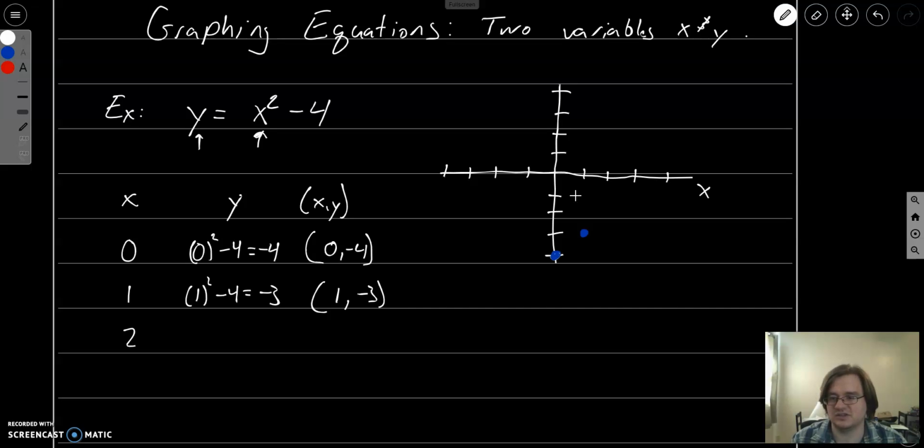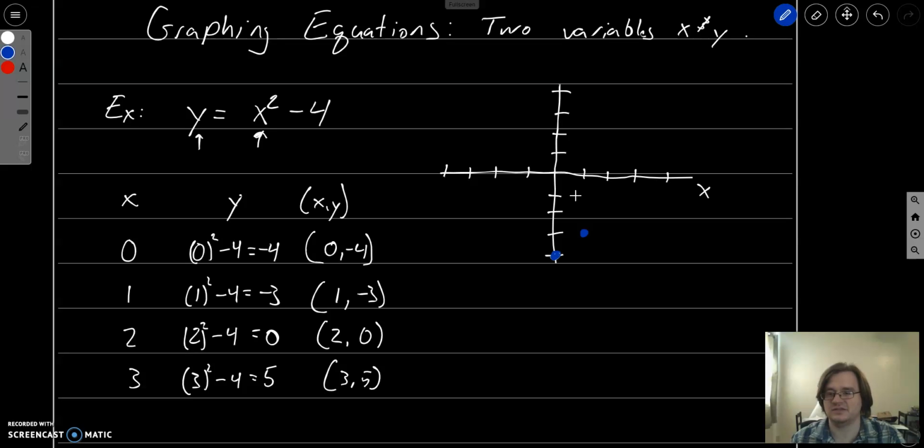So when x is 2, or x is 3, so 2 squared minus 4. 2 squared is 4, so 4 minus 4 is 0. And 3 squared will be 9. Minus 4 will be 5. So these points would be 2, 0, and 3, 5. So the point 2, 0, we come over on the x-axis 2 points, but we go 0 up and down. And then 3, 5, we go 3 over and 5 up, so this will be just off the chart a little bit, but up there.